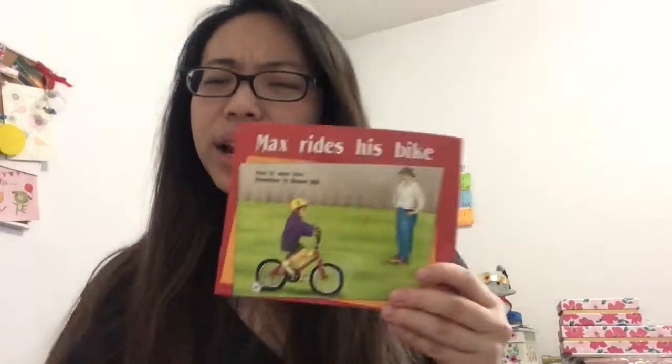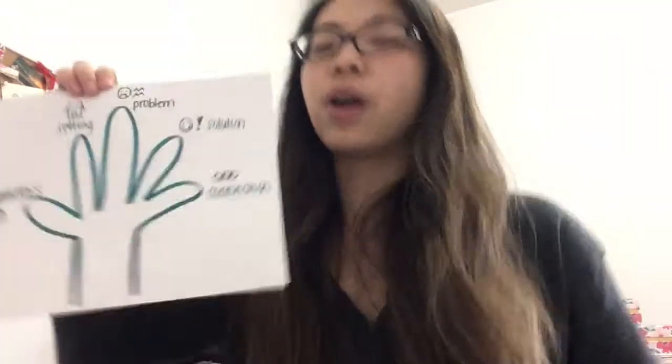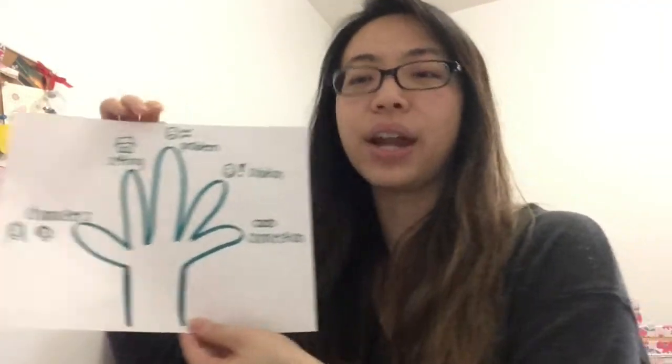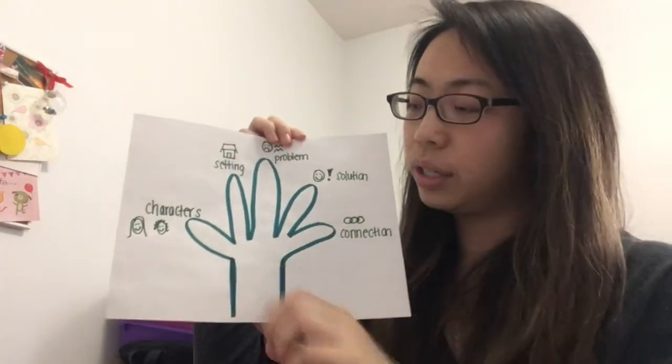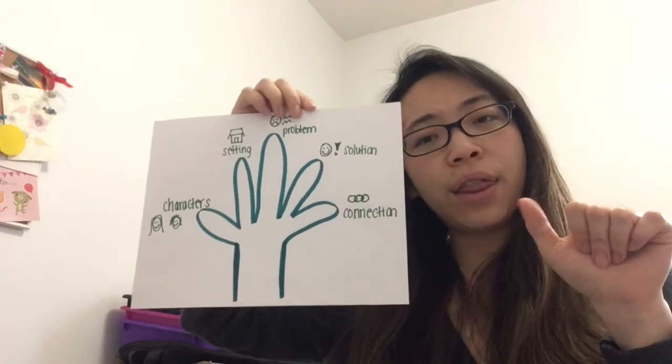Oh, now that I'm done reading this book, being a really strong reader, I need to be able to retell what happened. So get out your hands, and we are going to work on retelling the story together. So, okay, first, we are talking about the characters. Who are the characters in the story?